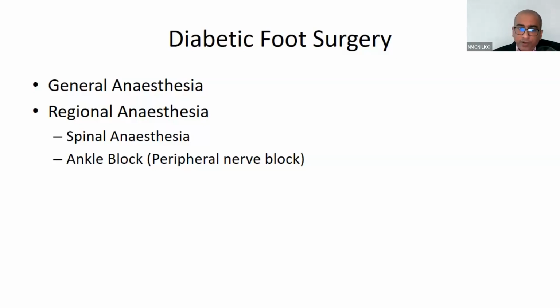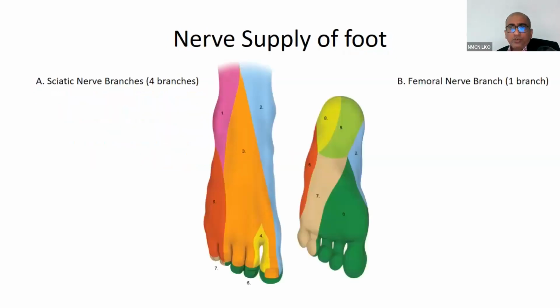So peripheral nerve blocks in the form of ankle blocks are preferred over spinal anesthesia. One, because of less side effects associated with it, and second, because it's technically very easy as compared to spinal anesthesia. So before starting, let us quickly go through the nerve supply, or the sensory supply, of the foot itself, which is helpful in understanding various nerves which we usually target for various foot surgeries in cases of diabetic foot.